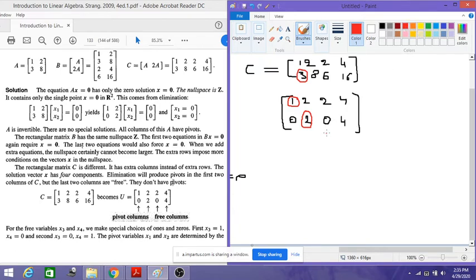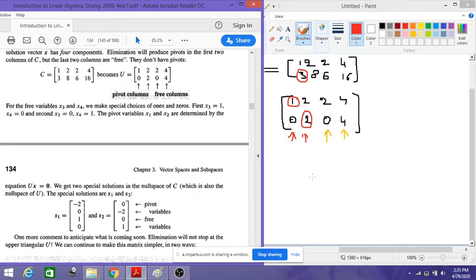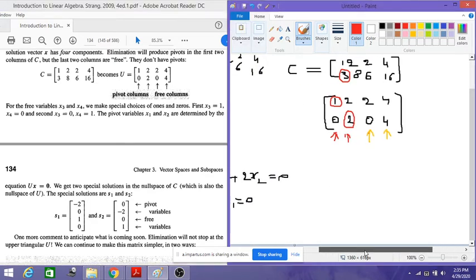So these two act as a different column here, whereas these are my two pivot columns. So then what is the solution for this case? Let us write the solution here.